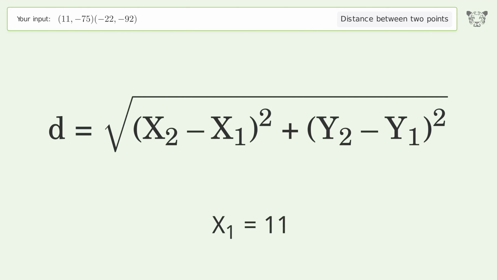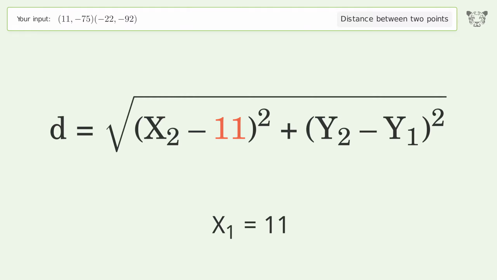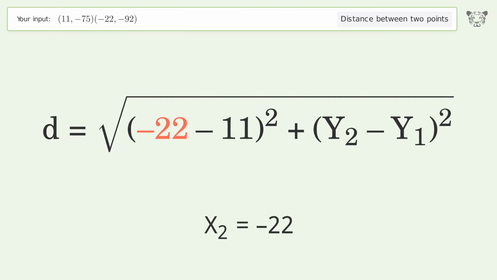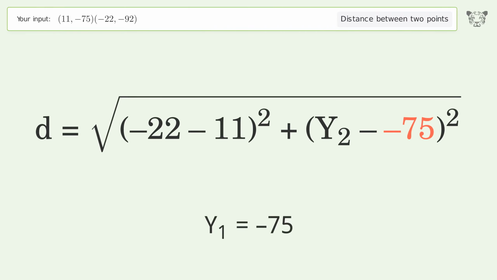x1 equals 11. x2 equals negative 22. y1 equals negative 75. y2 equals negative 92.